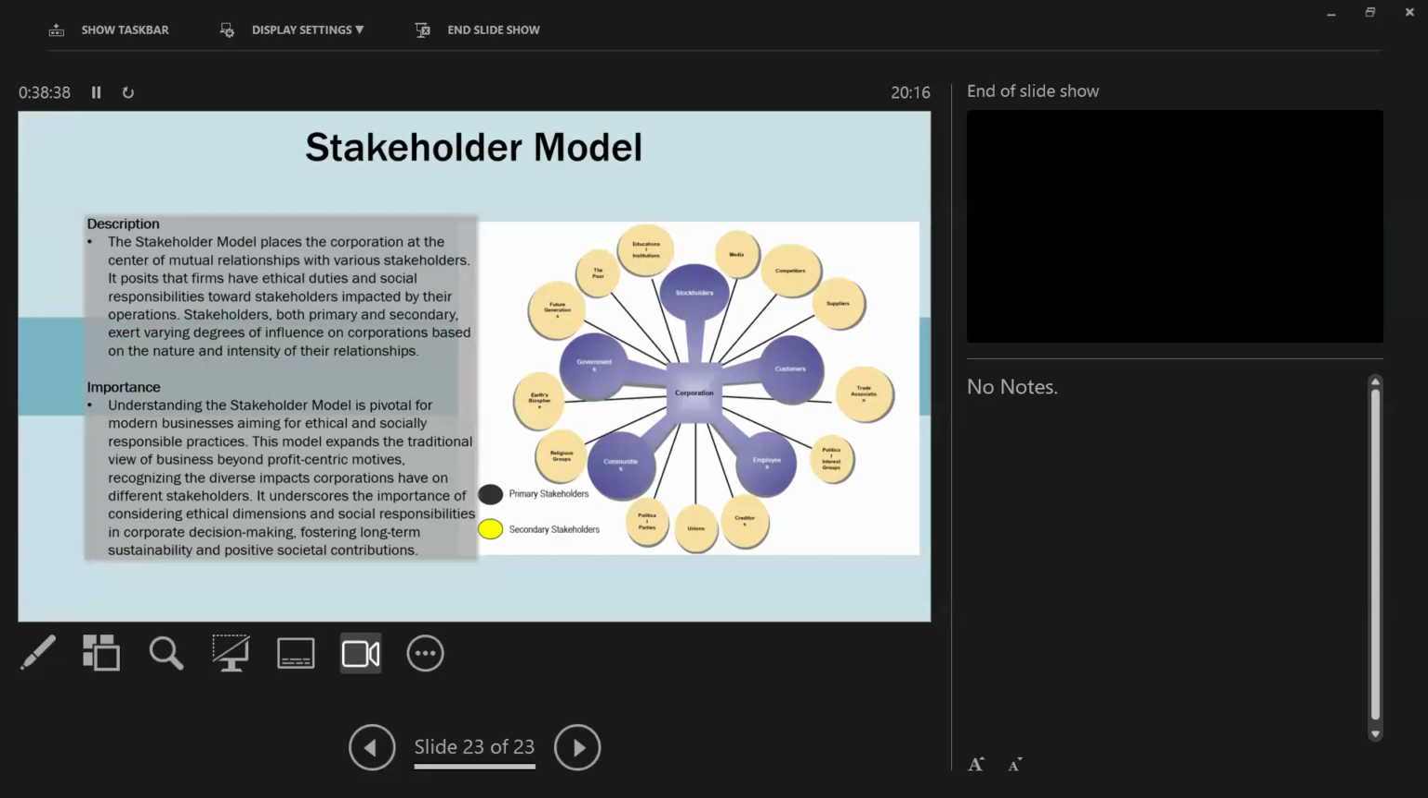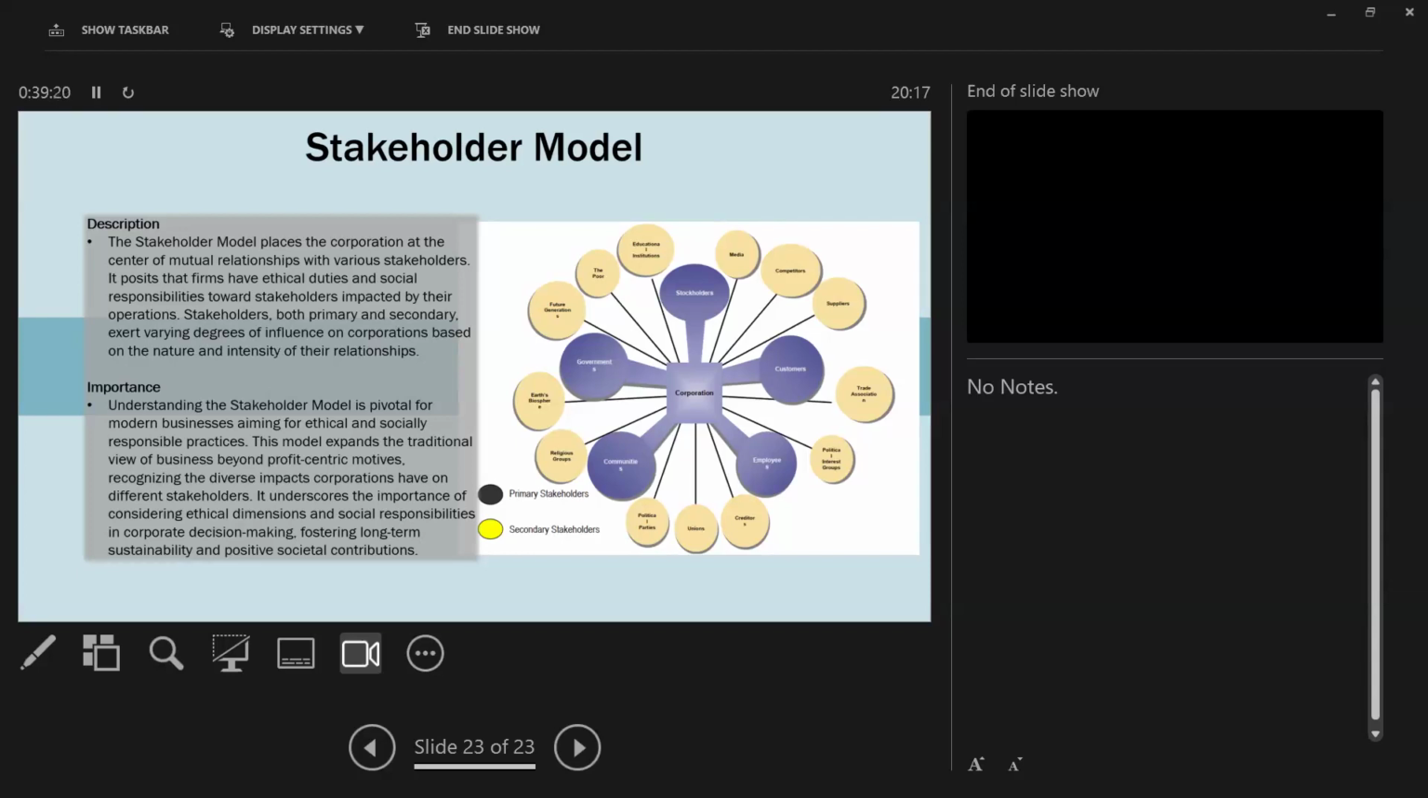So the stakeholder model now places the cooperation at the center of mutual relationship with various stakeholders. It posits that firms have ethical duties, social responsibilities towards stakeholders impacted by their operation. So obviously, when saying that statement, we're saying that the company has responsibility towards its stakeholders, right? Impacted by the operation. So obviously, the stakeholders, both primary and secondary, exert varying degrees of influence on cooperation based on the nature and the intensity of their relationship.